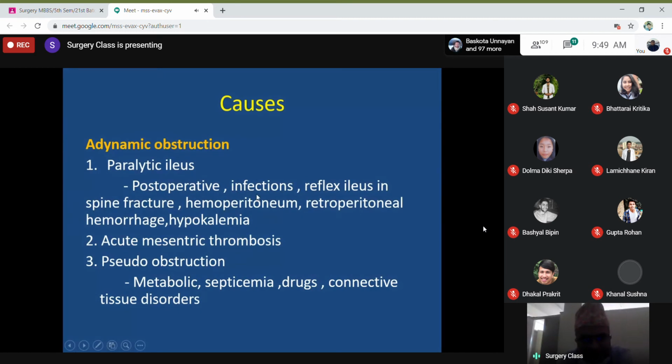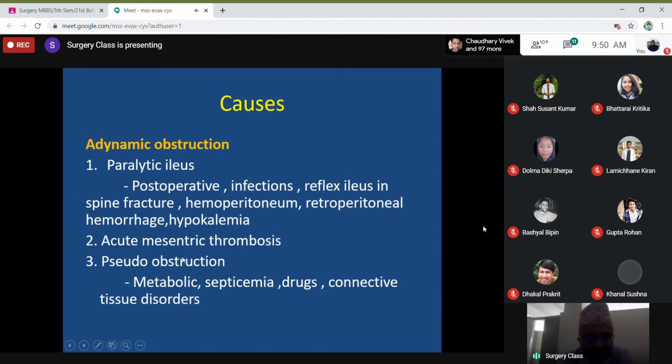It may be related to some infections, or to spine fractures due to a neurological cause. It may be due to irritation by blood in the peritoneal cavity, like hemoperitoneum, or sometimes retroperitoneal hemorrhage. And the most common cause in our clinical setting is hypokalemia. Sometimes hypocalcemia and hypomagnesemia may also cause paralytic ileus, but hypokalemia is the most common electrolyte imbalance.